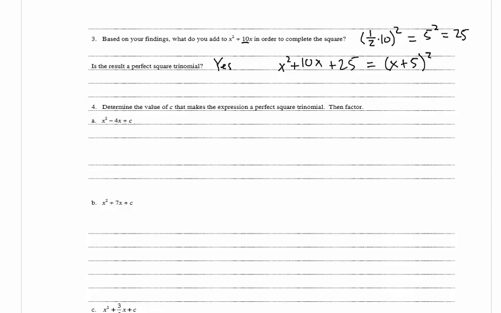In 4, they want us to determine the value of c that makes the expression a perfect square trinomial and then factor. In A, we have x squared minus 4x plus c, and we need c to be 1/2 of the coefficient of x, which is 4, all squared, and 1/2 times 4 is equal to 2 squared, and 2 squared is equal to 4. And then we have x squared minus 4x plus 4, and we can write that as x minus 2 squared.